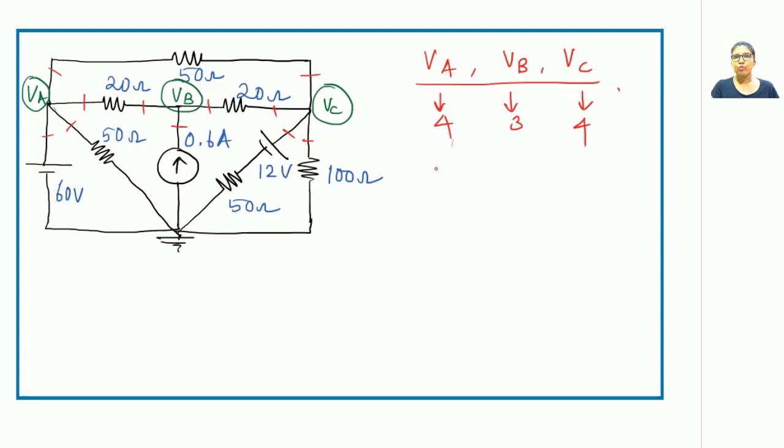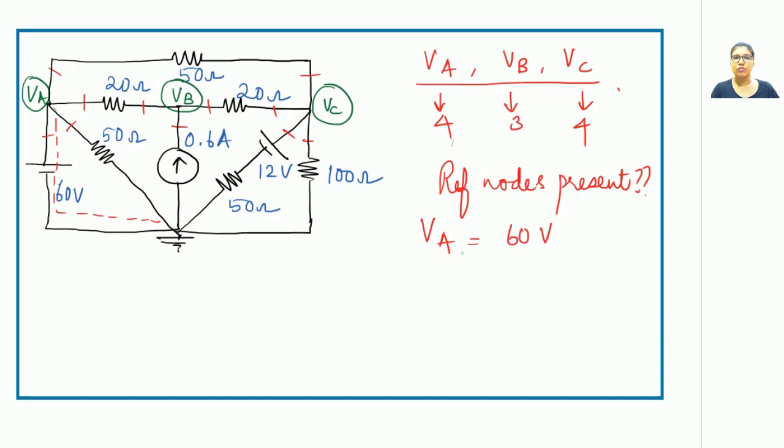Before I move on to write these equations, I should check for one thing. Are there any reference nodes present? Yes, I can see the presence of a reference node in this circuit. Where is the presence of this reference node? This is a reference node. This 60 volts is connected to a node VA and it is connected to ground. So VA is a reference node. So according to the definition of the reference node, what is the value of VA? VA comes out to be 60 volts.